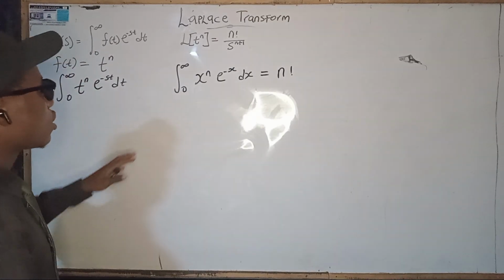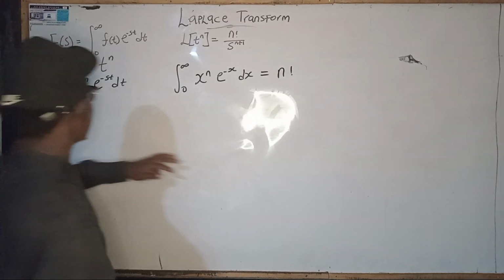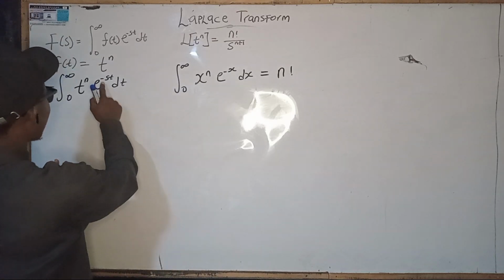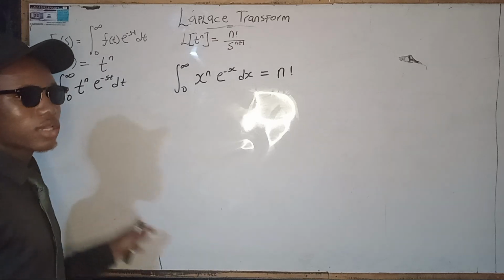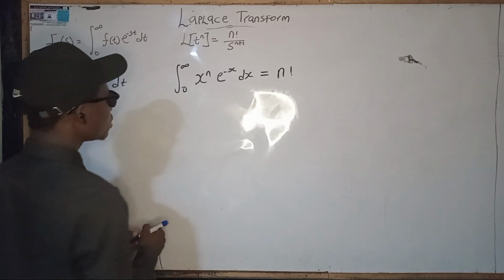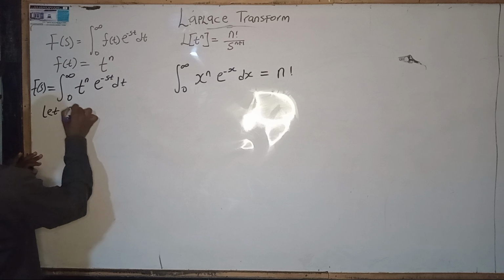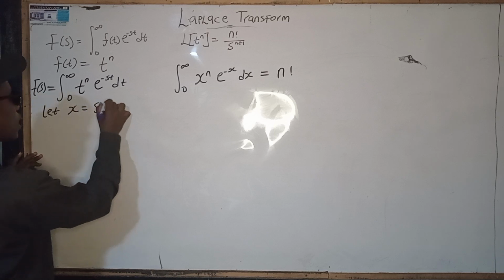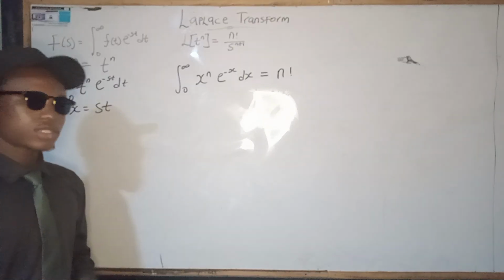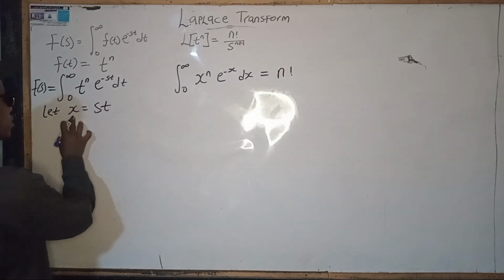But let's use this. We know that this is equal to n factorial, and there is a little bit of resemblance here. The only hindrance is the value of s over here. So what we try to do is let x be equal to st. For those of us that are good at u-substitution in integration, you should be able to get the edge of this. Then we differentiate x with respect to t.